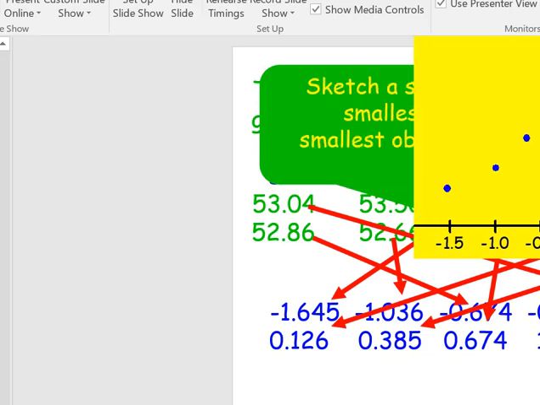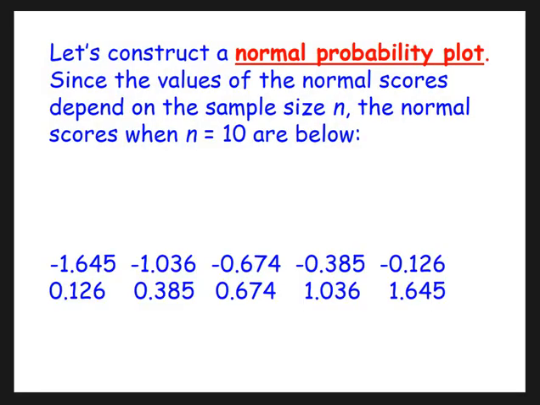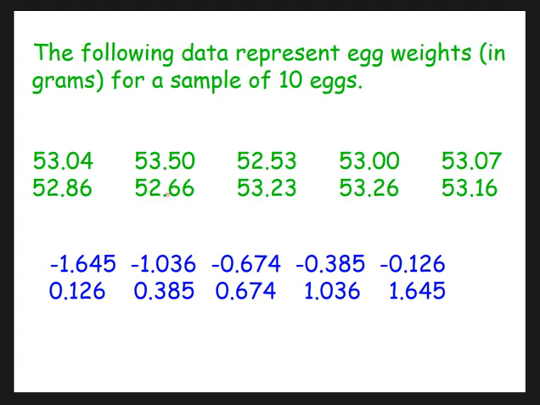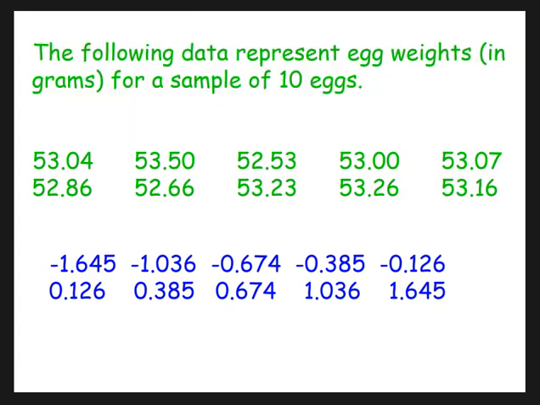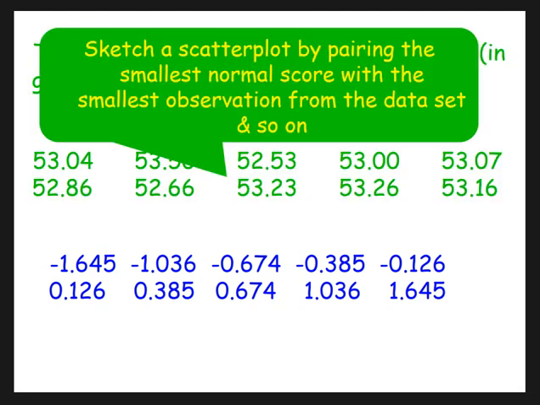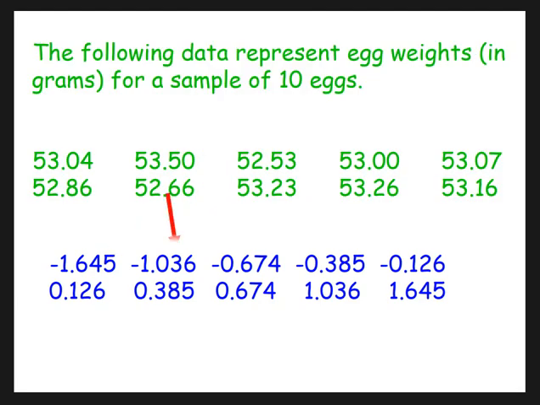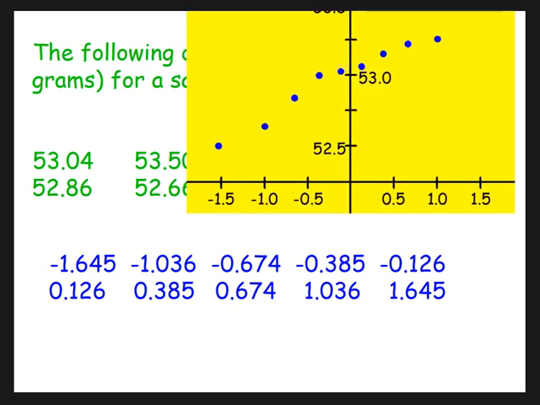There we go. Let's go back here. Okay, so there's the arrows I was needing. This is showing that the 52.53 is the smallest one, and each of them goes in kind like that. Here is our plot. That is approximately linear across there. That's pretty close to a straight line.